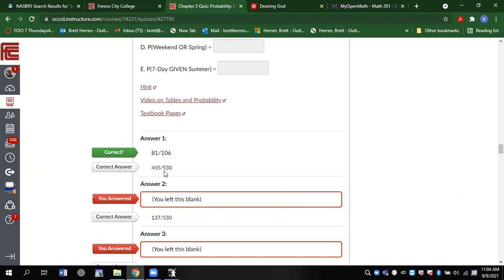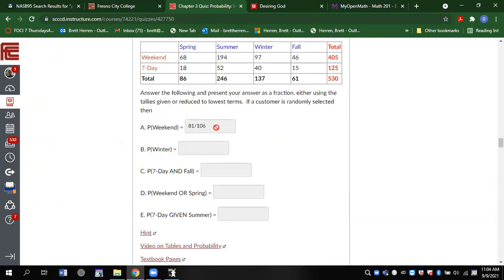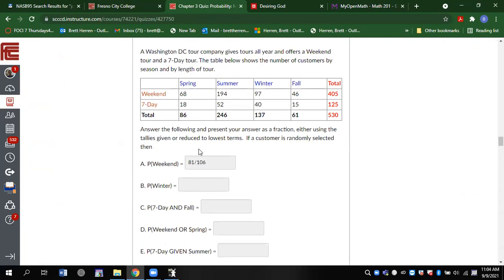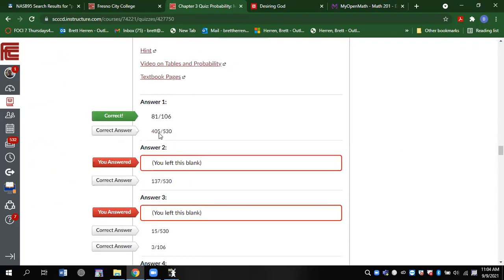Correct. Yeah, it said it's correct. See right there? Just do it like a sideways fraction. And it turns out you don't need to reduce it. See how it says correct answer? 405 over 530. So it looks like you don't have to reduce it. Even though they said you do, it looks like this system will take it either way.